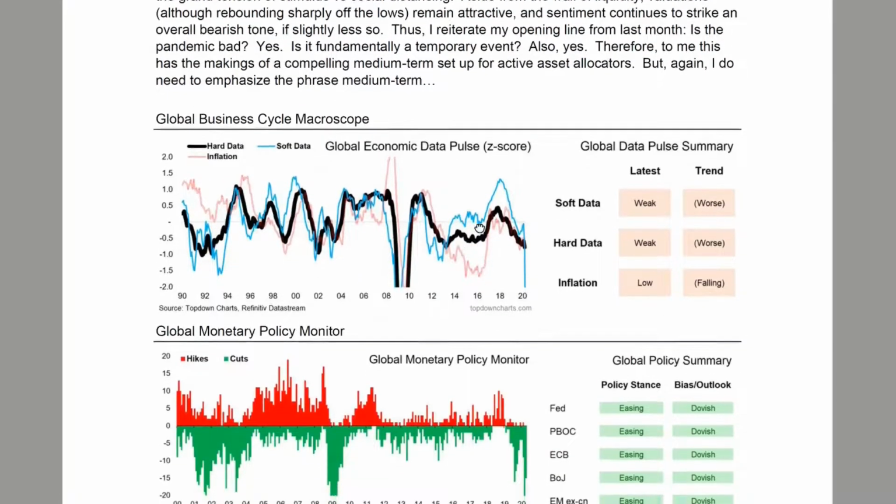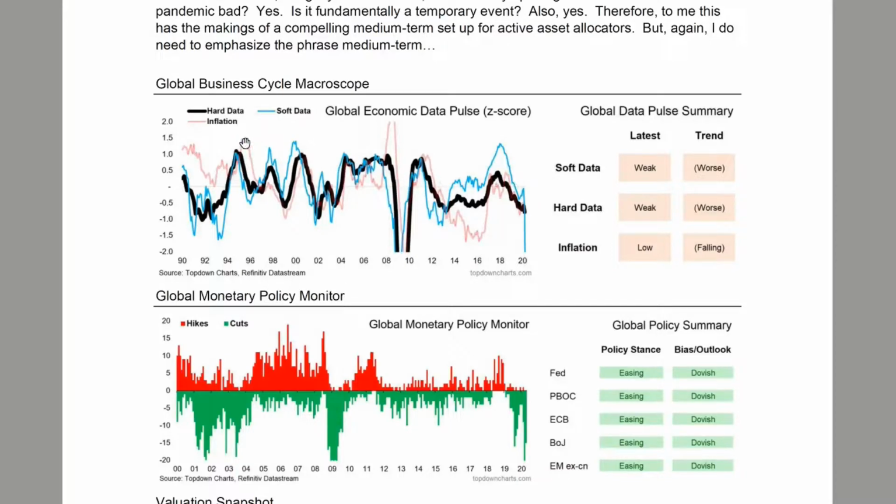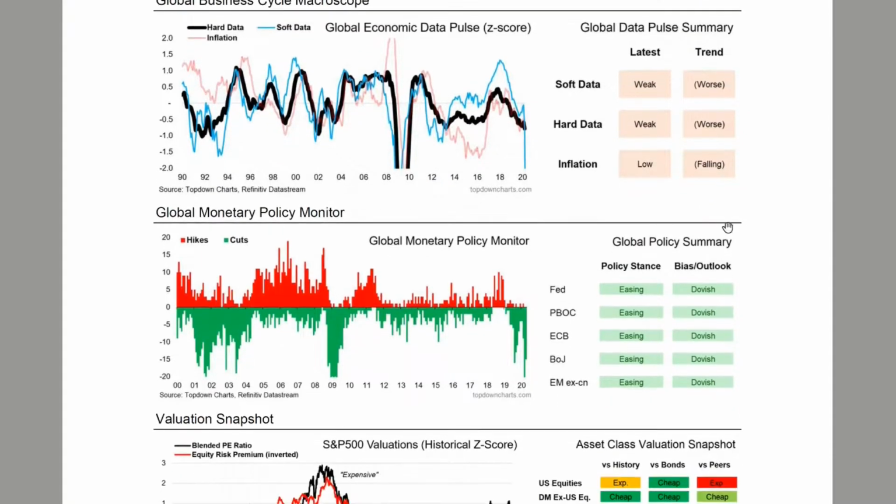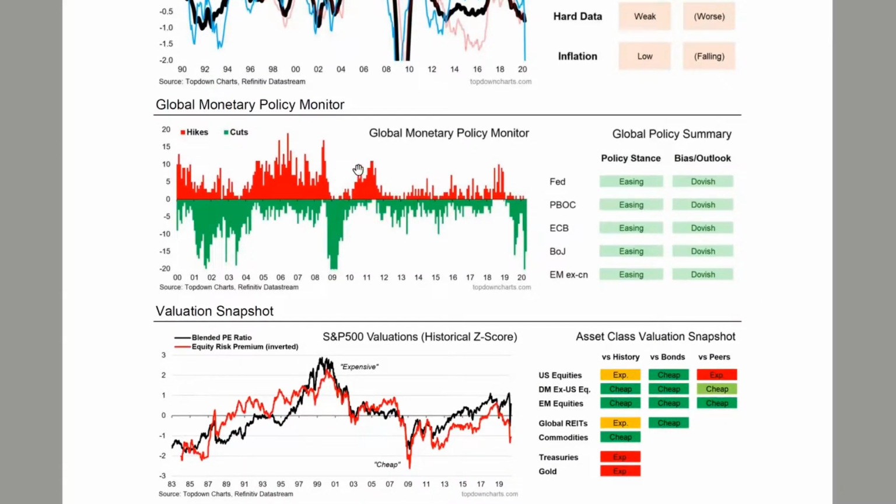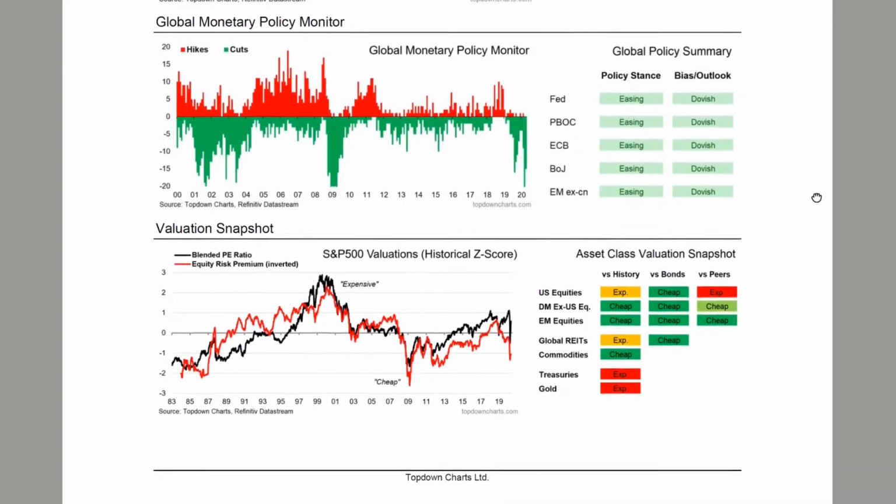And so on the first panel there, it's the cycle indicators. So we look at hard data, soft data, inflation data, and then a snapshot table there of the latest and the trend. Probably no surprise there. And then similar for monetary policy, we've got hikes and cuts across 37 different central banks, and then specific policy stance and outlook across the various central banks there, and again probably no surprises.